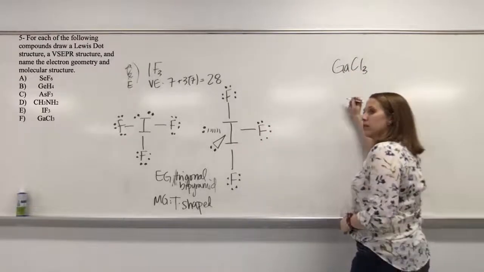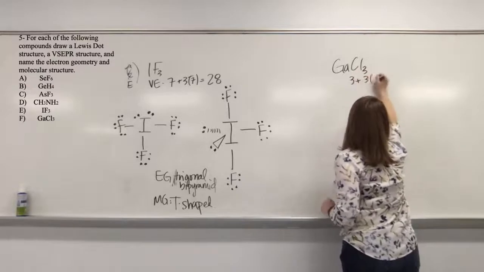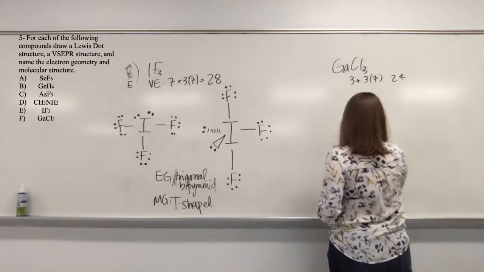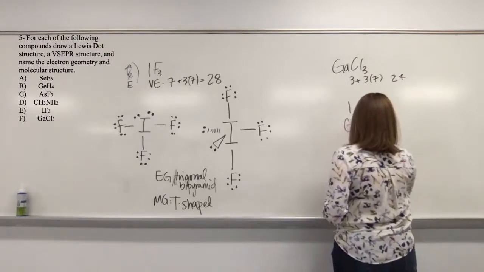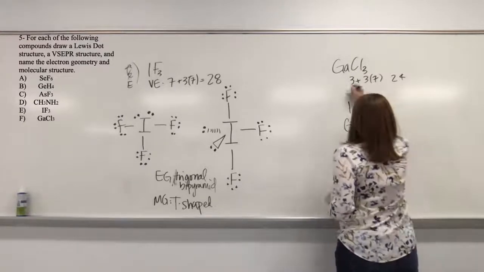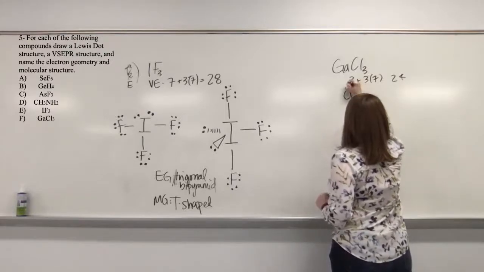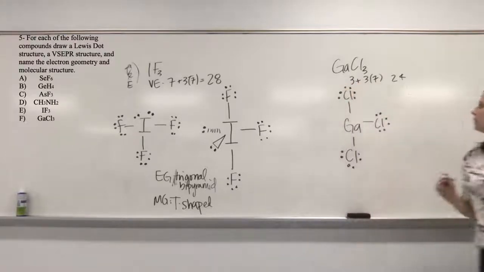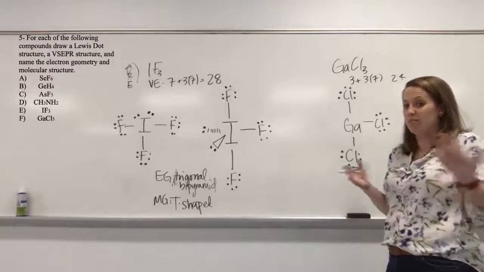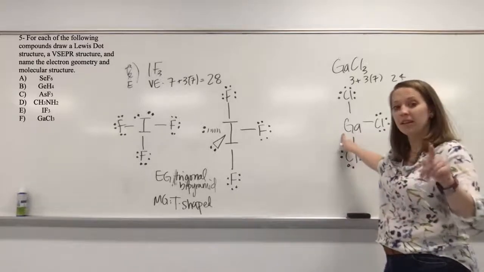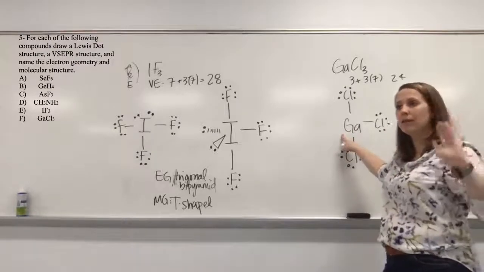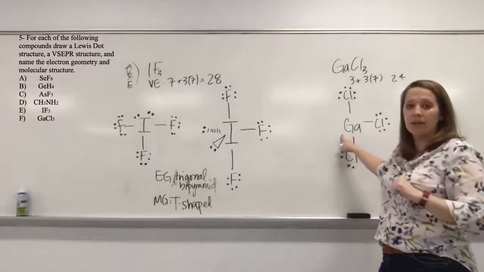So the valence electrons here are 3 plus 3 times 7, that gives us 24. Gallium in the center, we're going to connect our 3 chlorines, giving them all octet. So from here, we've used all 24 of our valence electrons. So that tells us that there are no more. And gallium doesn't have to have octet. It can have less than octet, right? So boron, aluminum, gallium, indium, and thallium can all have less than octet.